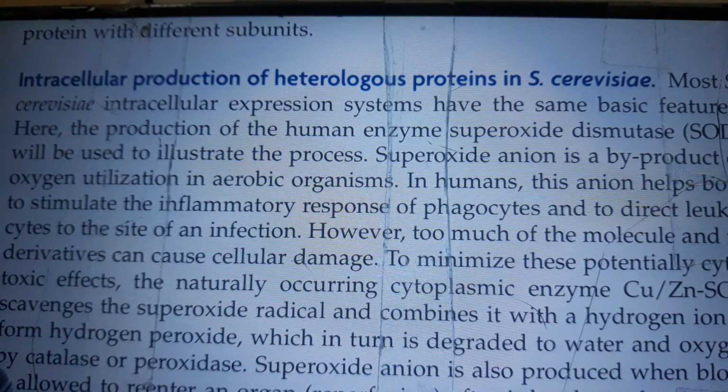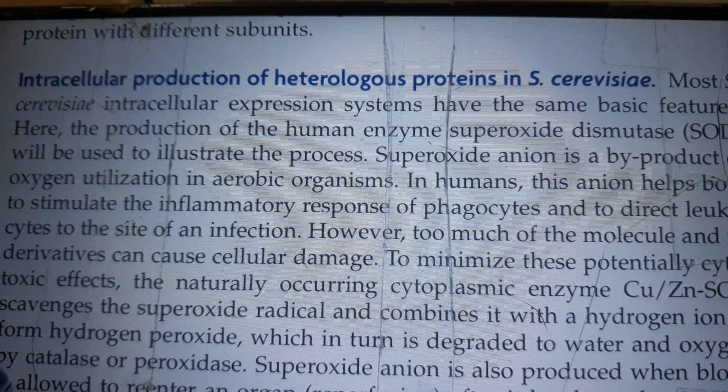Intracellular production of heterologous proteins in S. cerevisiae. Now, most S. cerevisiae intracellular expression systems have the same basic features. Here, the production of the human enzyme superoxide dismutase, SOD, will be used to illustrate the process.